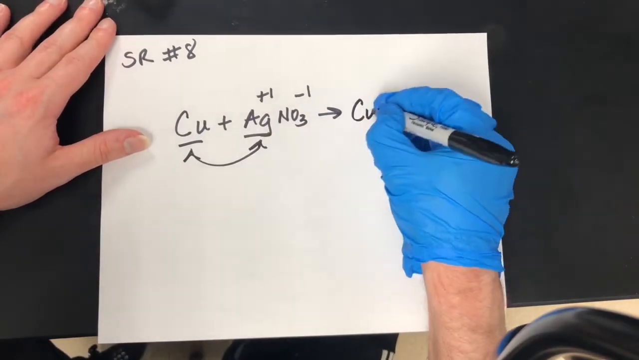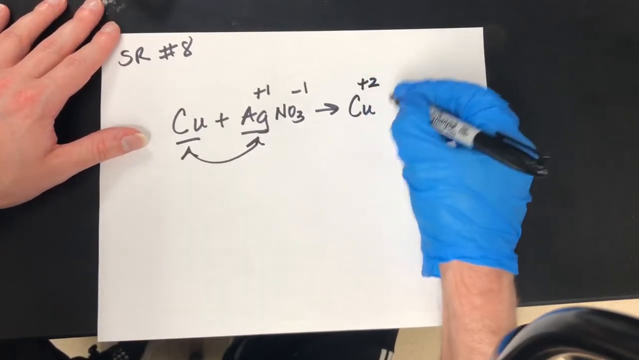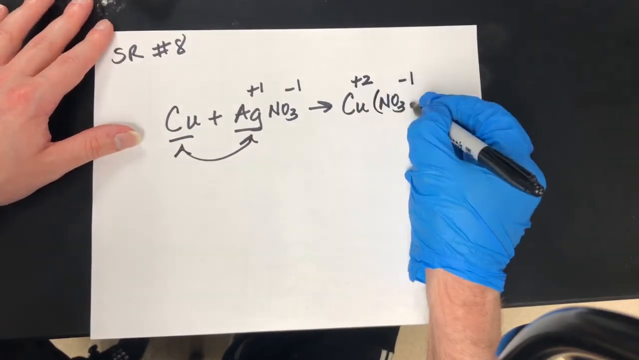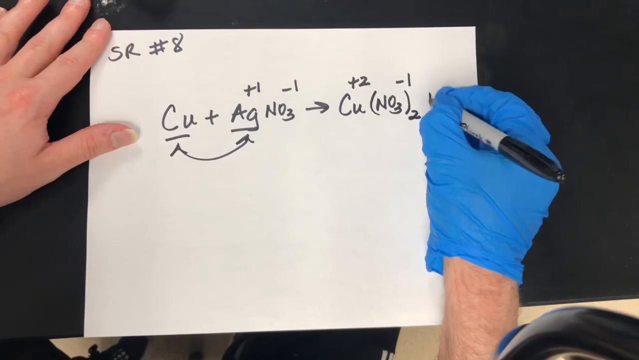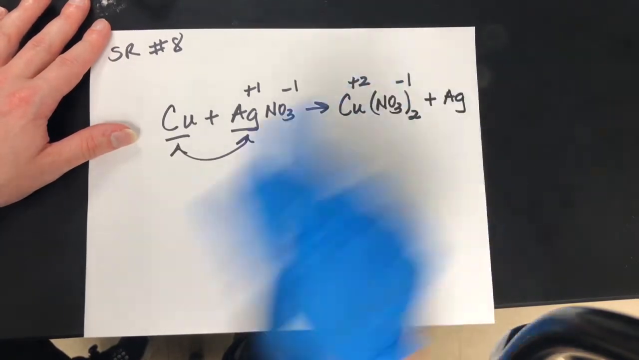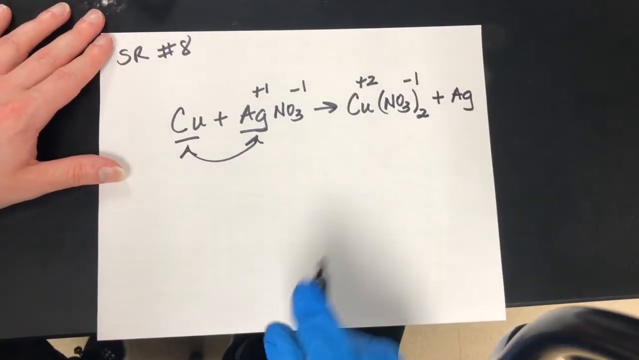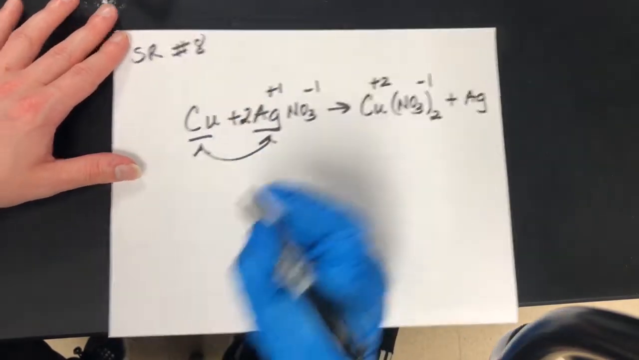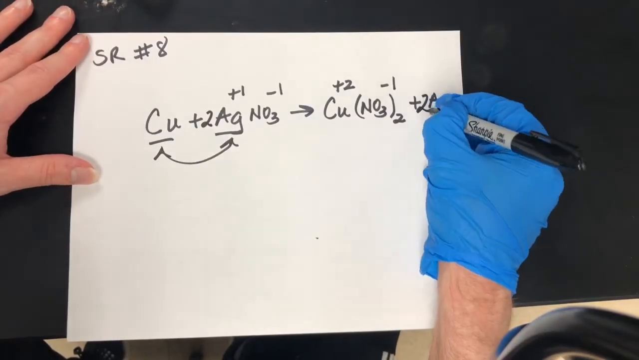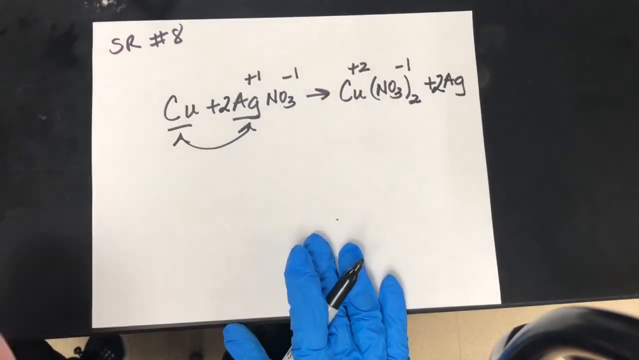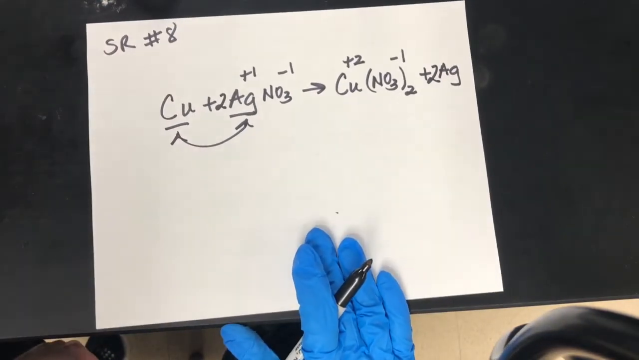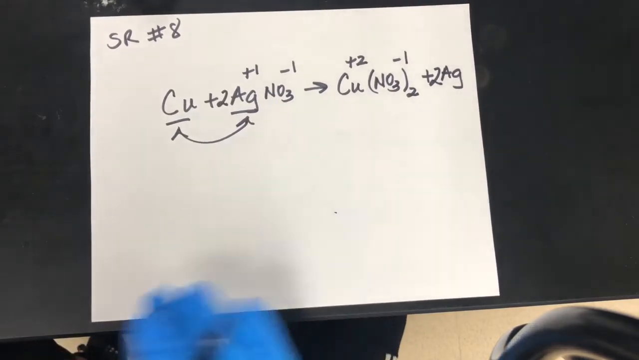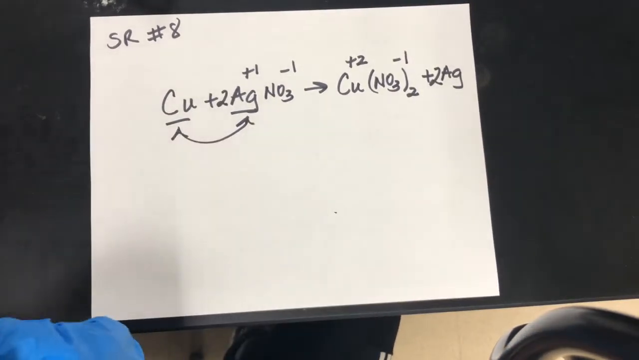So this is going to be copper with a +2 charge. NO3 has a -1 charge. And then plus silver. There's 2 NO3s on this side, so we need 2 NO3s on this side, 2 Ags, 2 Ags. It would work the same way if you had copper 1, but most likely it's going to be copper 2 whenever we do this type of reaction.